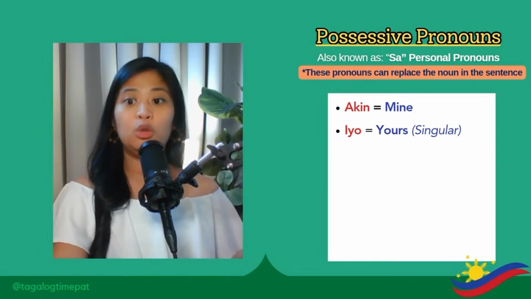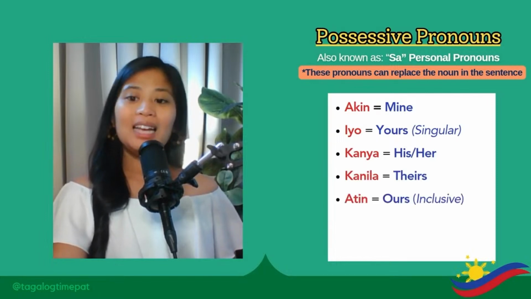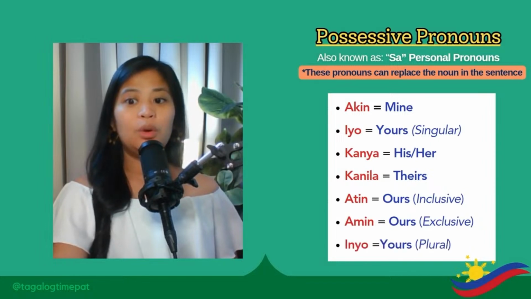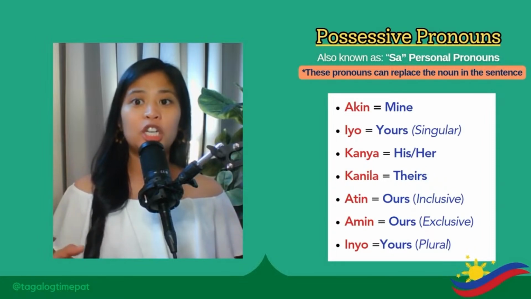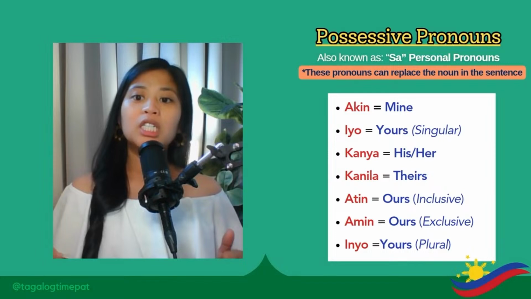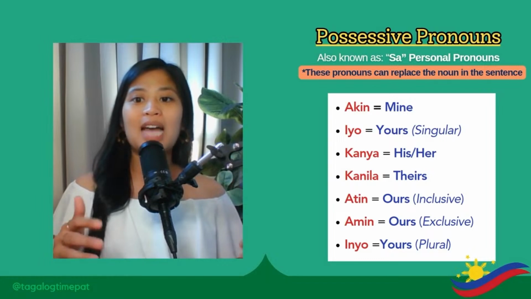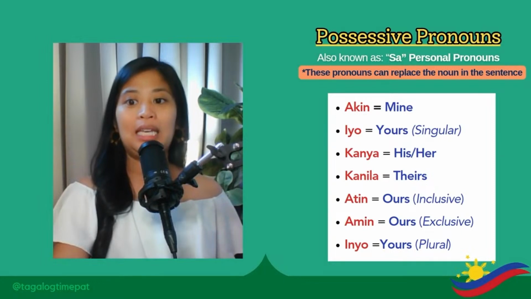That's just you, it's yours. Kanya means his or her. Kanila is theirs. Atin is ours, inclusive. Amin is ours, exclusive. Inyo is yours, plural. So these are all pronouns that still show possession or ownership, but they are different from the ones we just learned. So it's not ko or mo or nya, but now it's akin, iyo, kanya, and it means mine, yours, his or hers. Okay, so we'll take a look at how they are used.